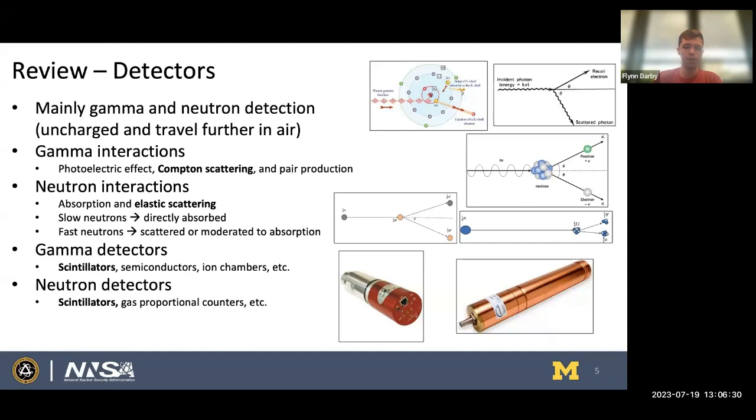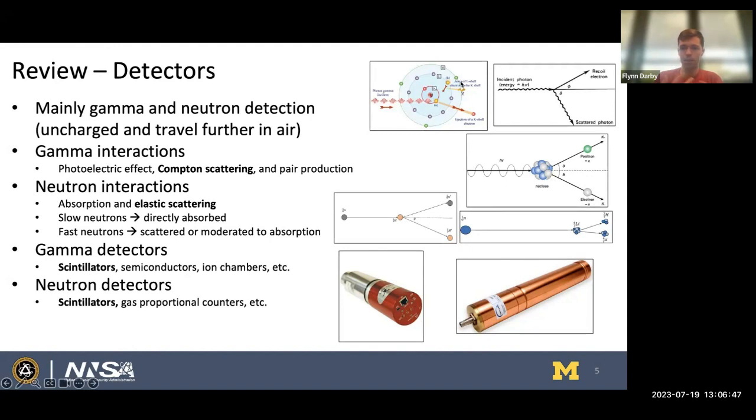Gamma ray detectors we could consider are scintillators, semiconductors, and ion chambers, as well as a handful of others, but those are some of the bigger categories. Neutron detectors, we can also consider scintillators, gas proportional counters, and a few other types of detectors, but those are the main two.